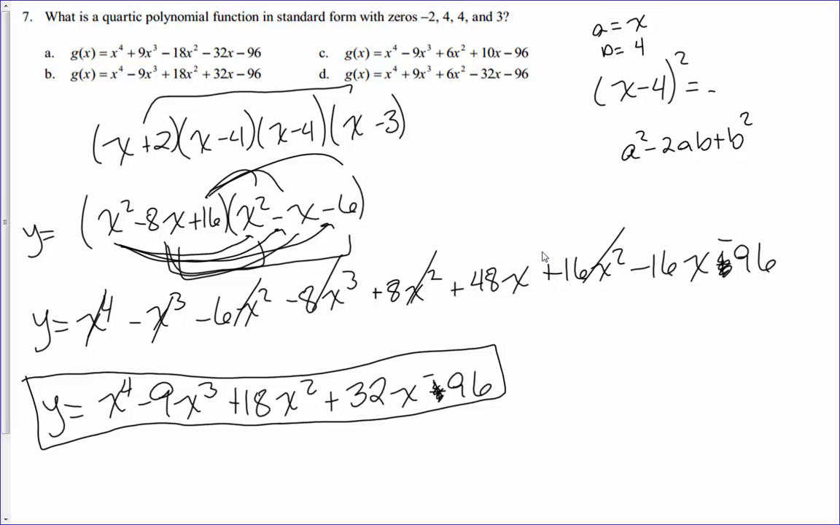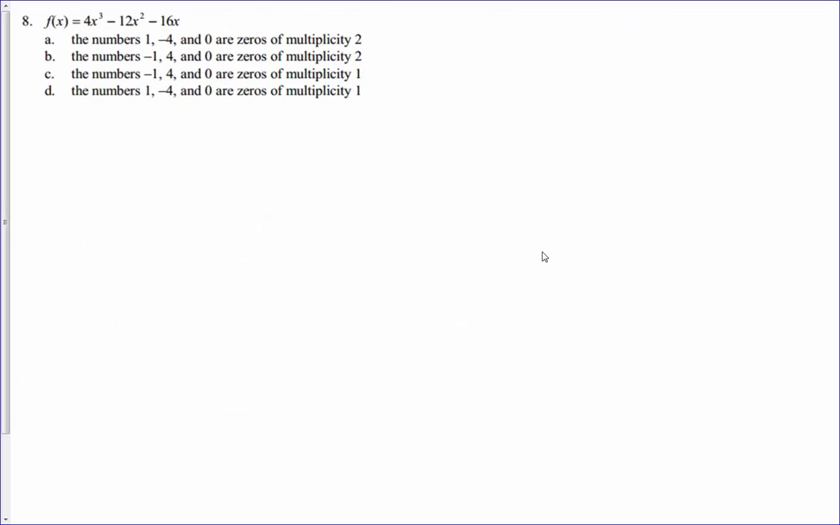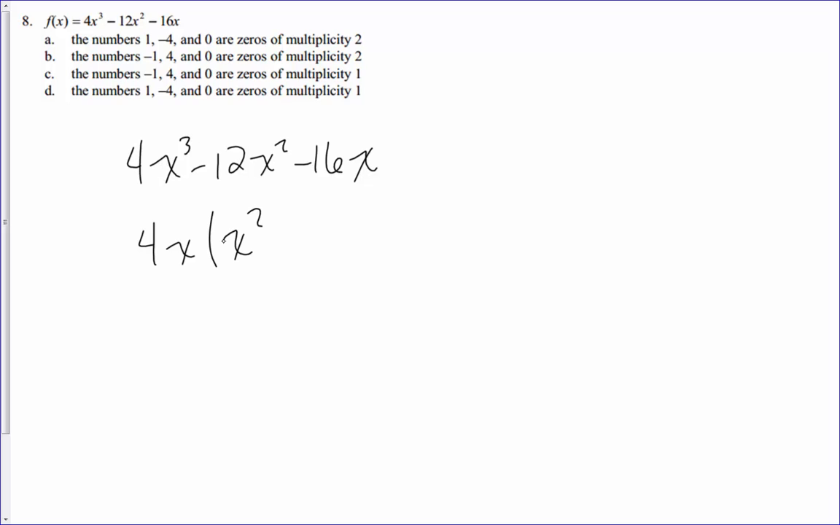All right, next one. This is number 8. The instructions for number 8 are: what are the zeros of the function and what are their multiplicities? So we have 4x cubed minus 12x squared minus 16x. Well, it looks like we can factor a 4 out of everything and an x out of everything. So if we factor a 4x out of here, we're left with x squared. Here we're left with -3x. And here we're left with -4.